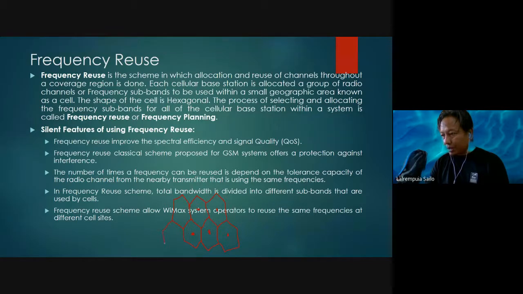That's how we can join different cells here. Okay, it's like this. This is the hexagonal type of cell. Then there is no space between cell and cell.